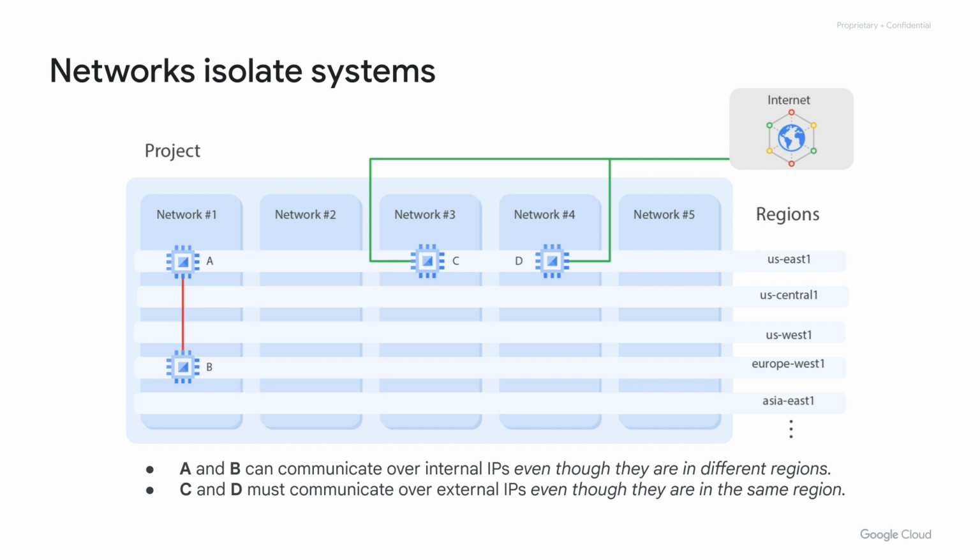VMs C and D, however, are not in the same network. Therefore, by default, these VMs must communicate using their external IP addresses, even though they're in the same region. The traffic between VMs C and D isn't actually touching the public internet, but it is going through the Google Edge routers. This has different billing and security ramifications that we'll explore later.